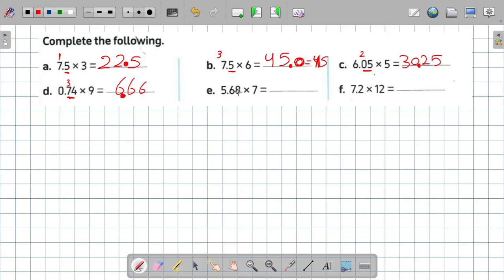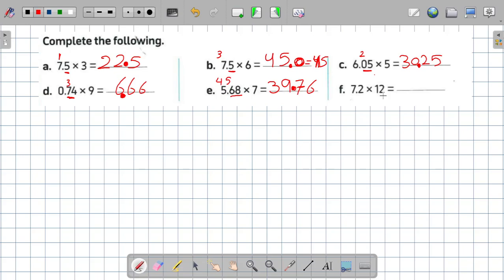5.68 times 7. So I will multiply by 7 first. 8 by 7 equals 56. So I will write 6, carry up 5. 7 by 6 equals 42 plus 5 equals 47. So I will write 7 and carry up 4. 7 times 5 equals 35 plus 4 equals 39. So I will write 39. And here I have 2 digits before the decimal point, so I will put the decimal point between 9 and 7. So it will be 39.76.